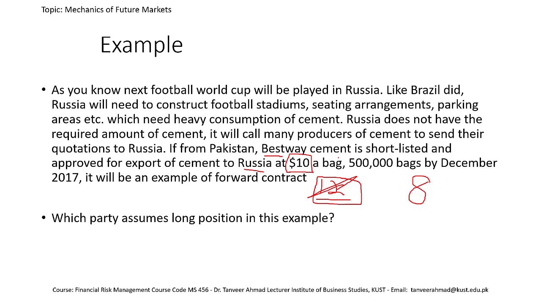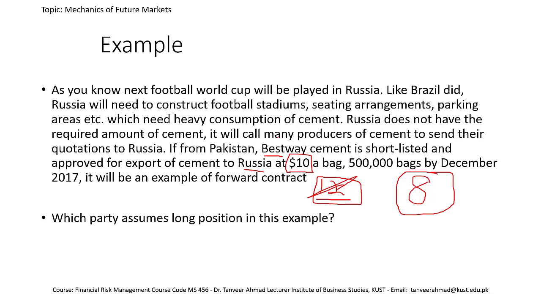For Russia, it would mean that they would have to buy that bag of cement for $10, which is worth $8 in the open market. So a thing that is worth $8, they will have to buy at a higher price because they have a contract and they cannot breach that contract. So when the price of the asset decreases, the long position holder loses money, whereas the short position holder earns profit, or they are in the advantageous position.